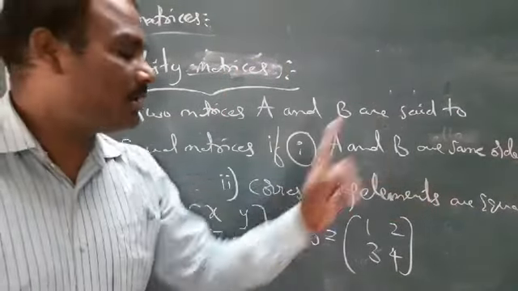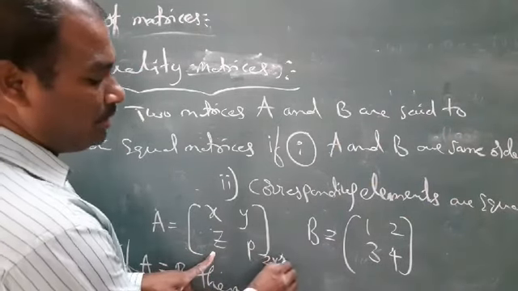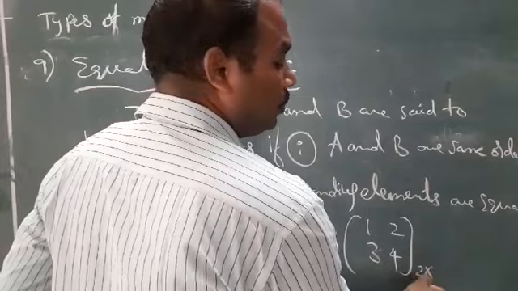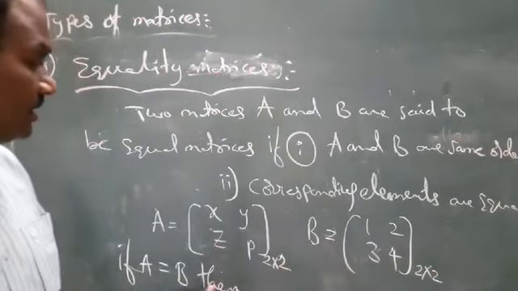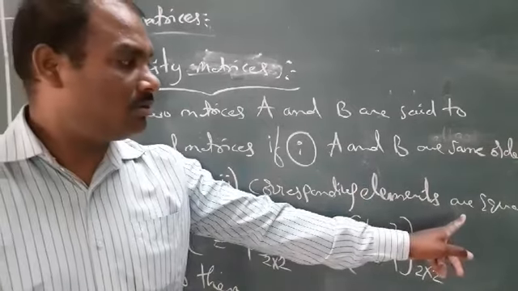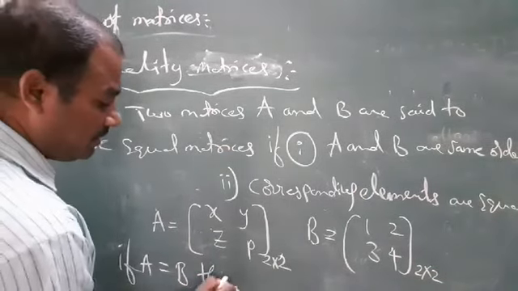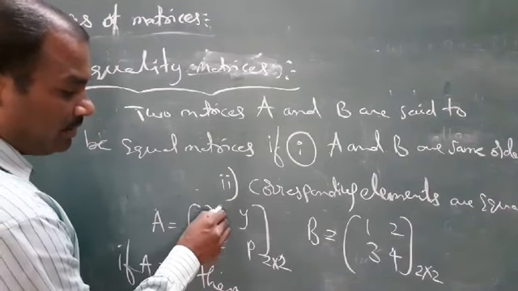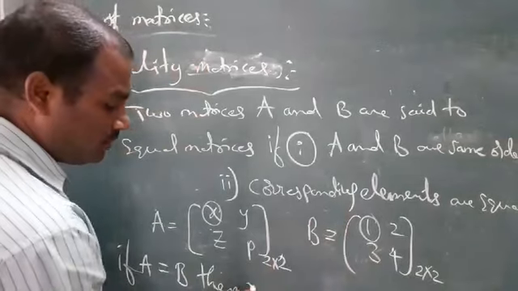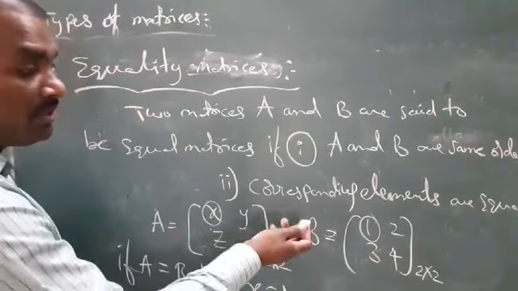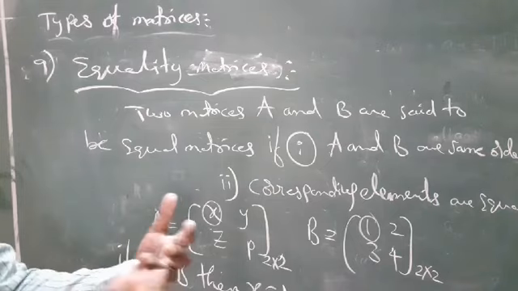A and B are of the same order. Just observe here: A matrix order 2 by 2, B matrix order 2 by 2. So the order is the same. Next, corresponding elements are also equal. Here A equals B, so the first element here is x, the first element here is 1, so x is equal to 1. Corresponding means first to first, second to second, third to third, fourth to fourth.